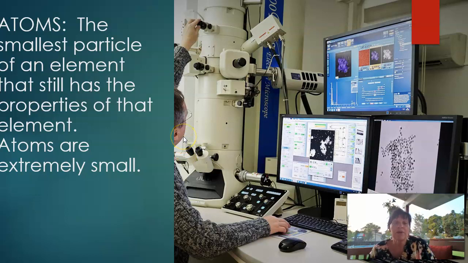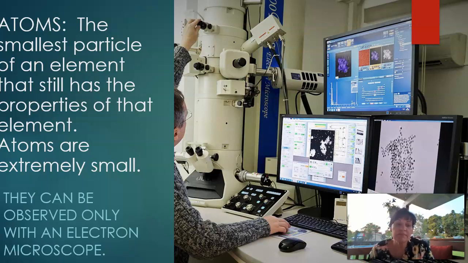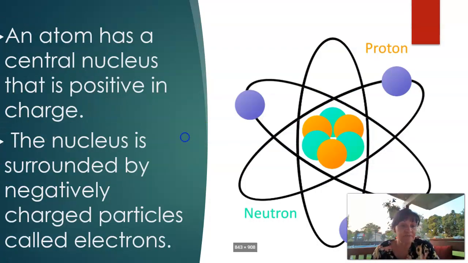An atom is the smallest particle of an element that still has the properties of that element. Atoms are extremely small. So this is the tiniest bit of an element that still means it's an element, okay? They can only be observed under an electron microscope. And the electron microscope wasn't invented until 1931. So it's pretty cool to think that even just 90 years ago, they invented this where we could actually see atoms and see the smallest point. So it's pretty amazing how much we've come to know in just the last 90 years.